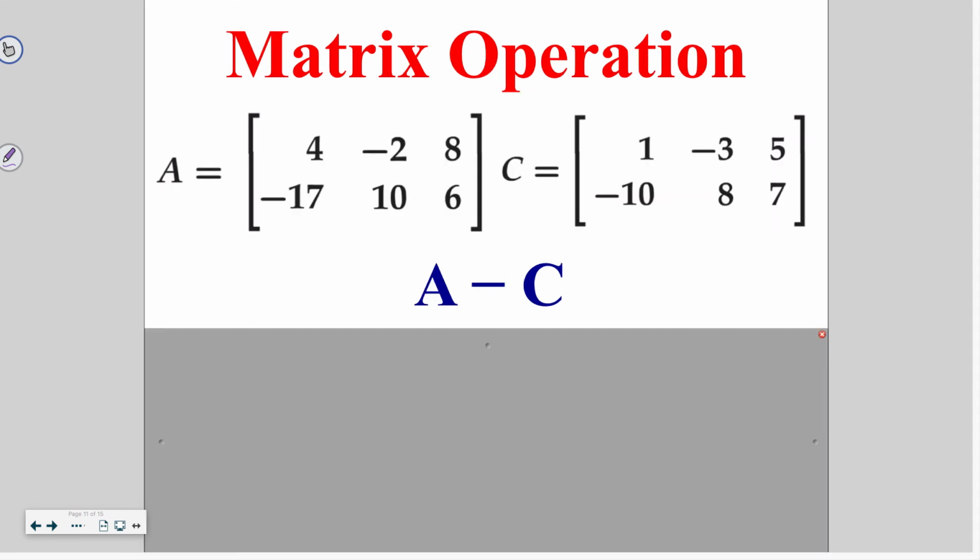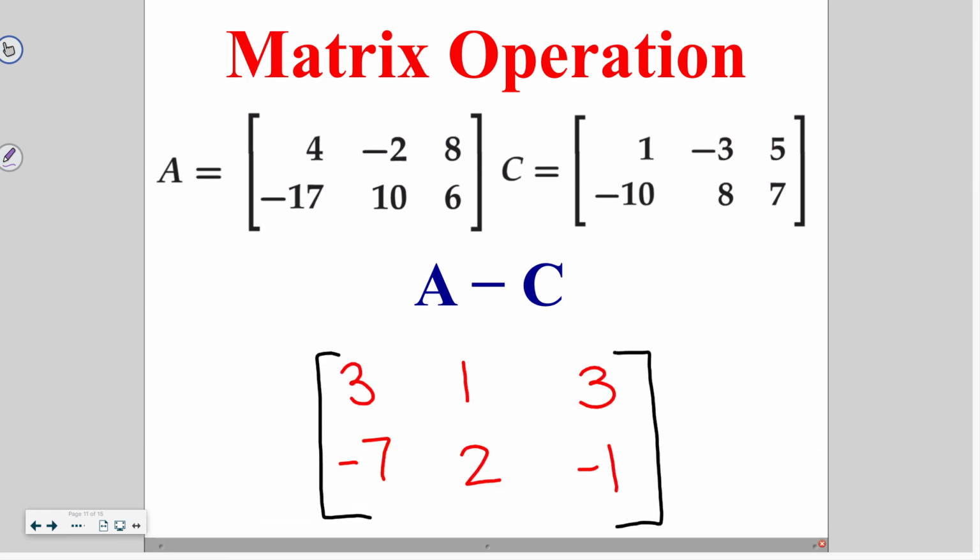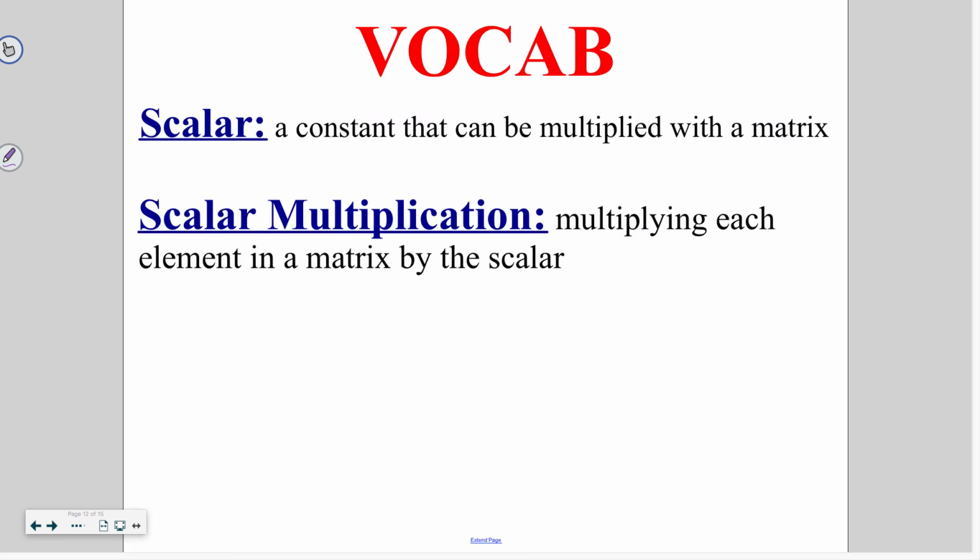Go ahead and try this one on your own, subtracting matrix A from matrix C. We get 3, 1, 3, negative 7, 2, negative 1. If you have questions about that, please let me know when you get to class.